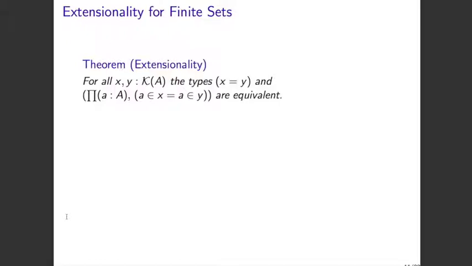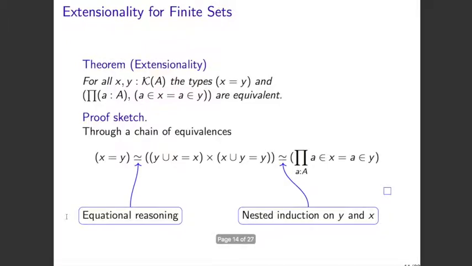That is, for all the elements a of type A, a belongs to x if and only if a belongs to y. To prove this, we go through a chain of equivalences. We first show that the type x equals y is equivalent to the type x being a subset of y and y being a subset of x, but written in a more algebraic way using union. And then in turn we show that this type is equivalent to our desired statement, and we do so by nested induction on y and x.